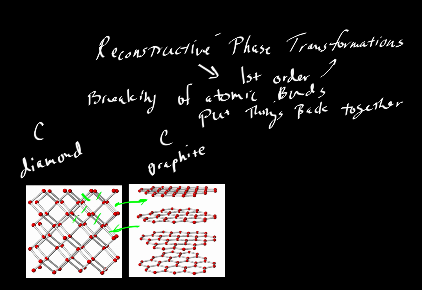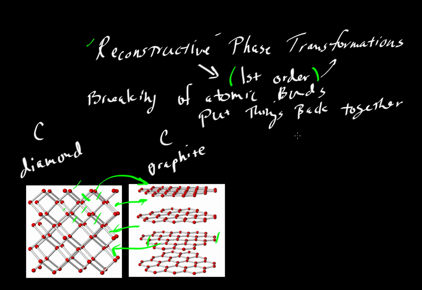So all those bonds are going to have to be broken apart and then rearranged into a new form, here being these sheets that represent the structure of graphite. By the same token, if you want to get rich quick, you could take graphite from your pencil and compress it so it forms the diamond structure. If you compress it at a great enough pressure, you're going to break apart all those bonds and then reform them into this structure here. So that's what we mean by reconstructive, or a so-called first order phase transition.